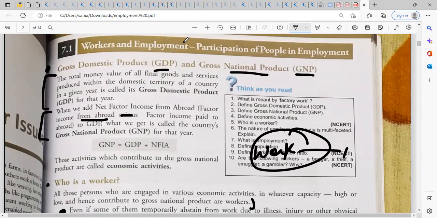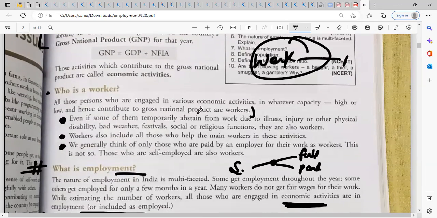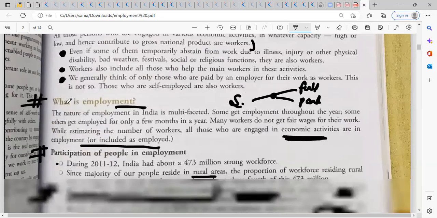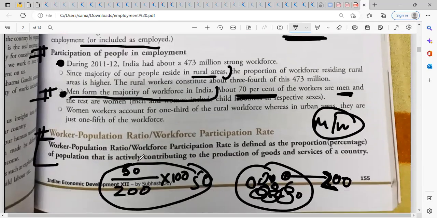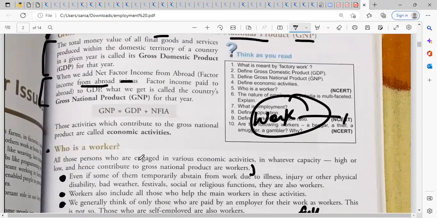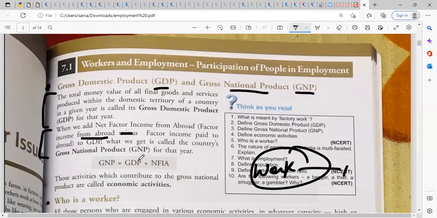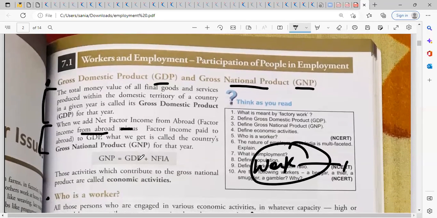For the rest 5 minutes, you will quickly read it. First, read GDP and GNP. Then, who is a worker: the first point and these 3 points. Then, what is the employment and the participation rate: the first point, the second point till here, and the third point till here. You will read it quickly, because if I only explain, you will not get anything since you are not even making notes. So you'll read it.